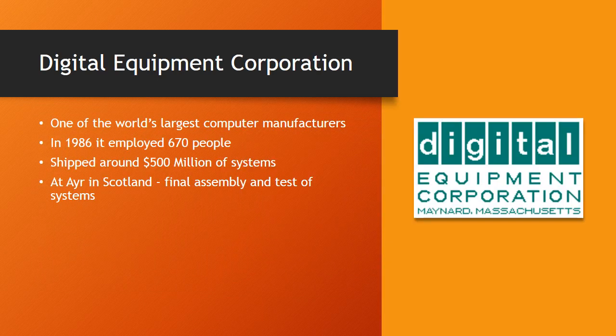The Digital Equipment Corporation is one of the world's largest computer manufacturers. In 1986, it employed 670 people and shipped around $500 million of systems. The site in Scotland was the final assembly and the test of systems for European markets. This involved configuring systems, testing, and other consolidation.